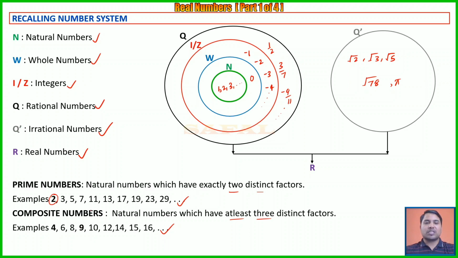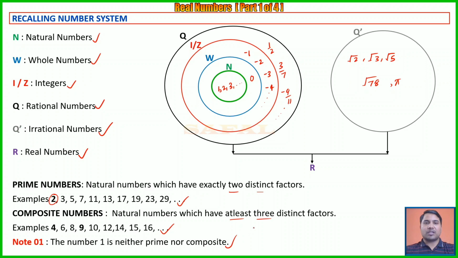Now one thing you can notice from here, the number 1 is not in the list of primes, and not in the list of composite numbers as well. So 1 is neither prime nor composite. So this brief recall of the number system I want everyone to keep in mind.